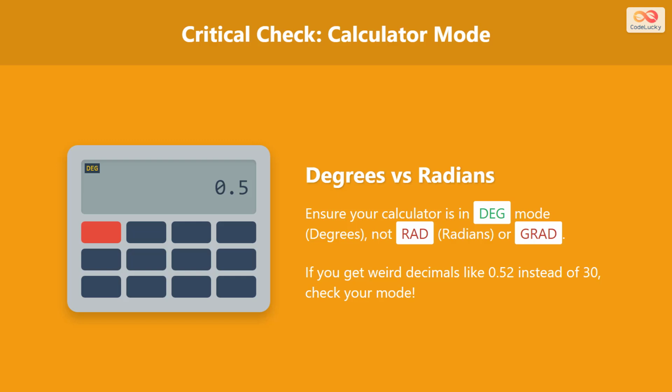Here is the most common mistake students make. Calculators have different modes for measuring angles. Ensure your calculator is set to degrees, often shown as DEG or a small d. If it is in radian mode, your answers will be very small decimals and incorrect for these types of problems.